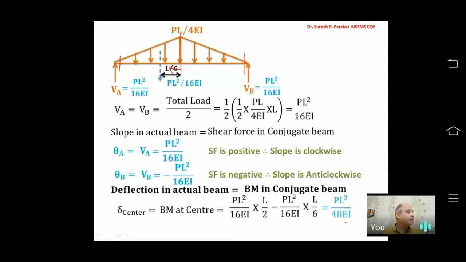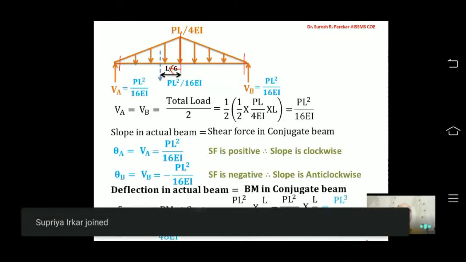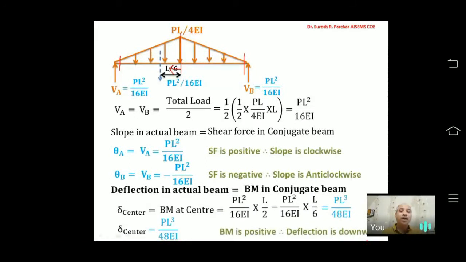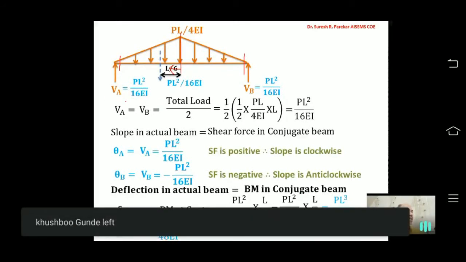So I am getting this bending moment positive. If my bending moment is positive, then we know we should have deflection in the downward direction. So bending moment positive, therefore deflection is downward. So we have this conjugate beam for concentrated load at center. These values you have to remember because in competitive exams we have questions on this, direct questions, MCQs.